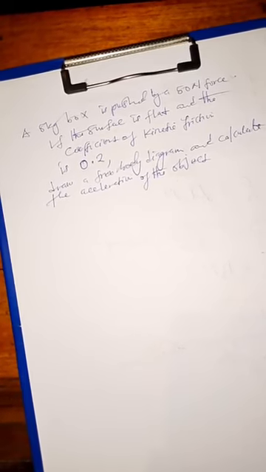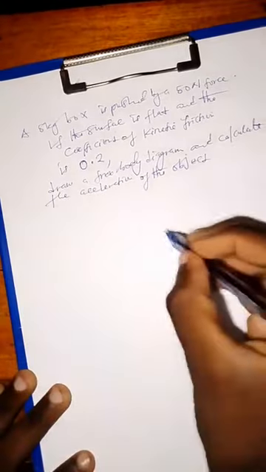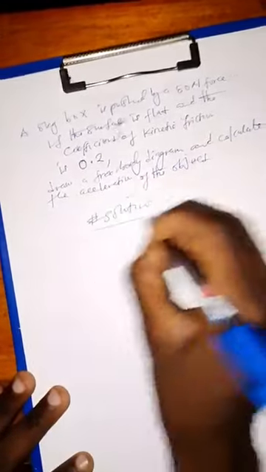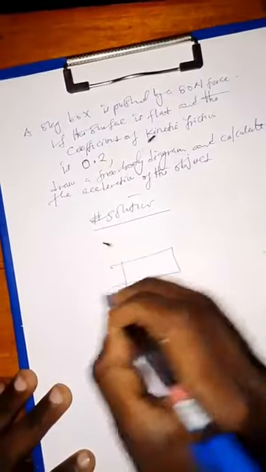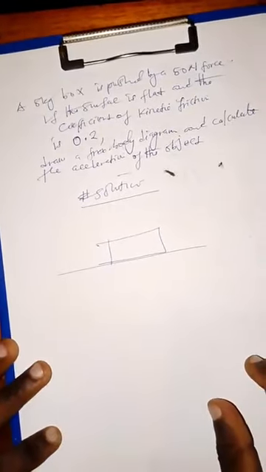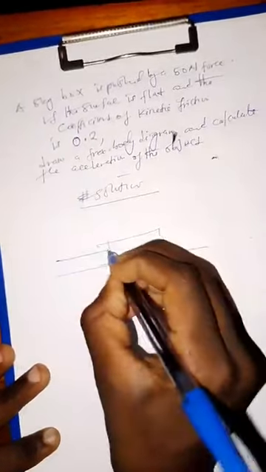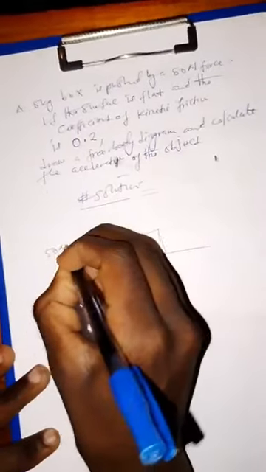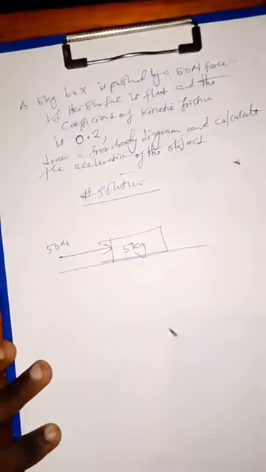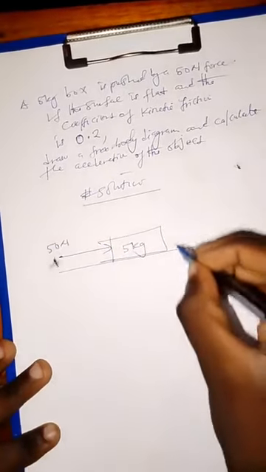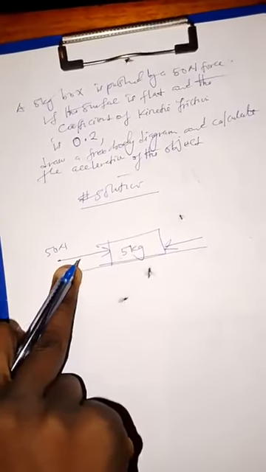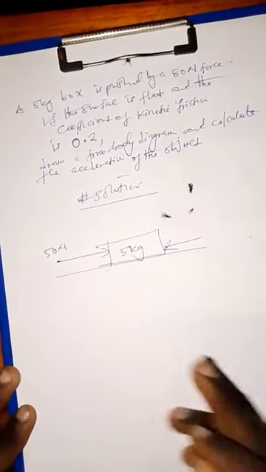Let me draw the solution. I have this box on a flat surface, being pushed by a 50 Newton force like this. This is a 5 kg box. Now there is a friction which is opposing this applied force.